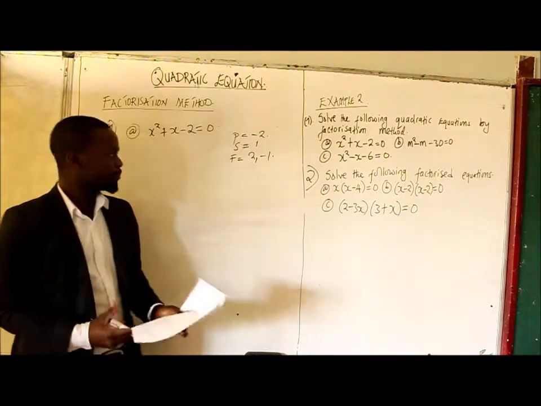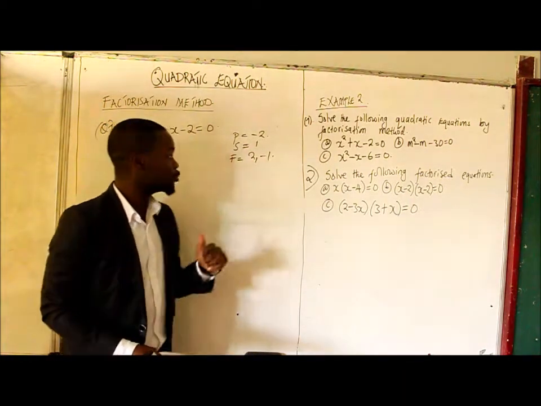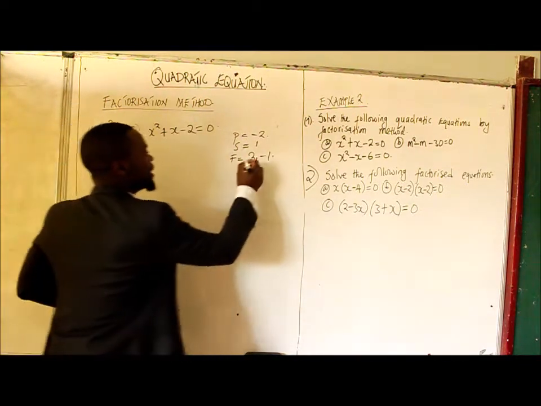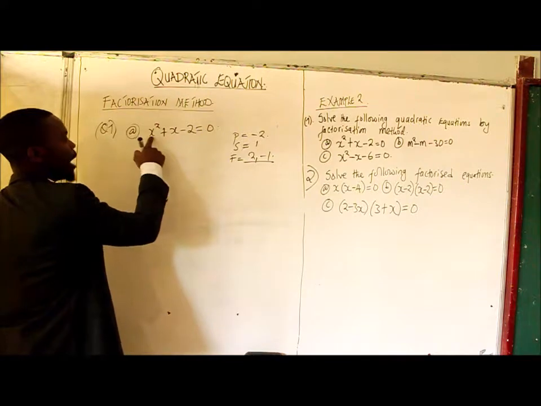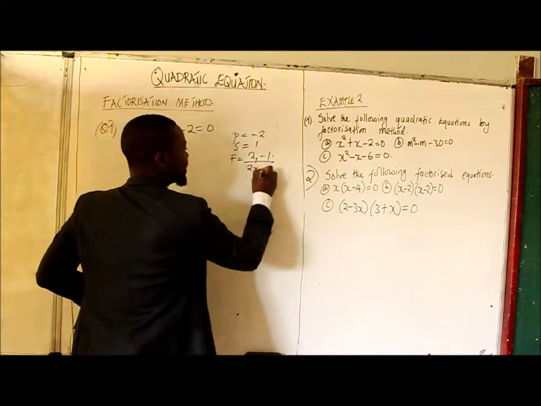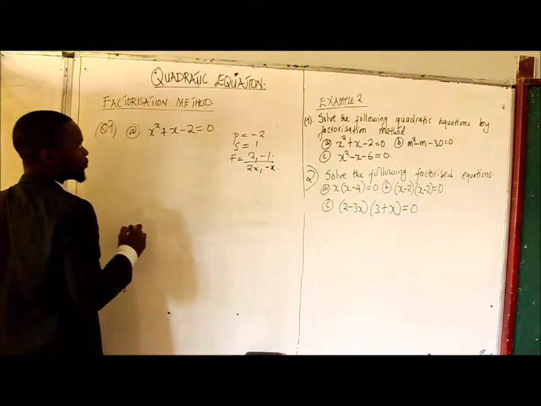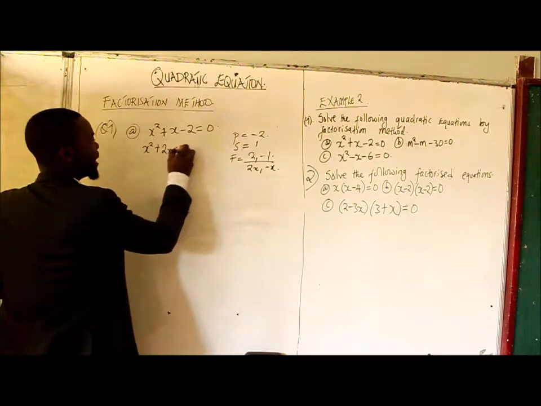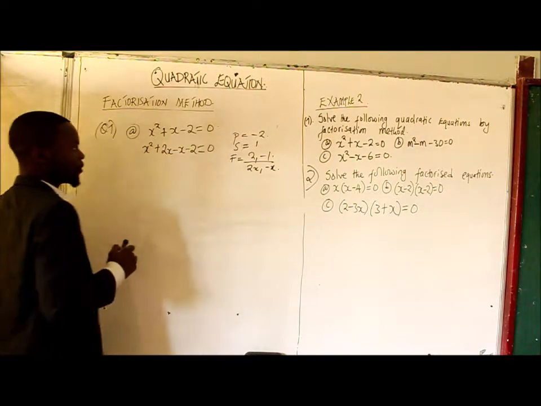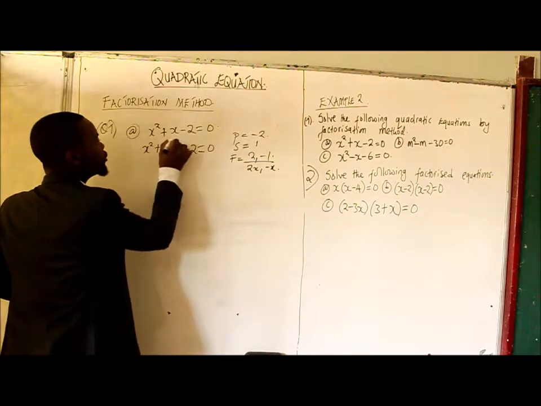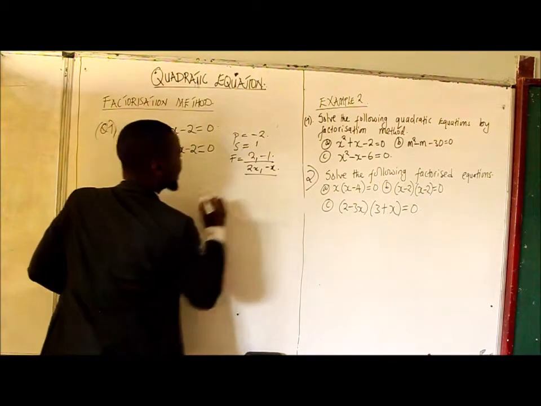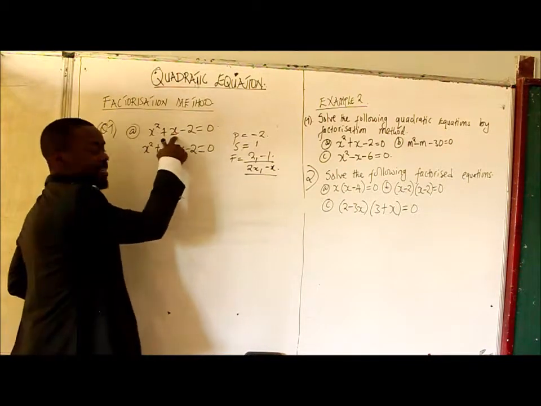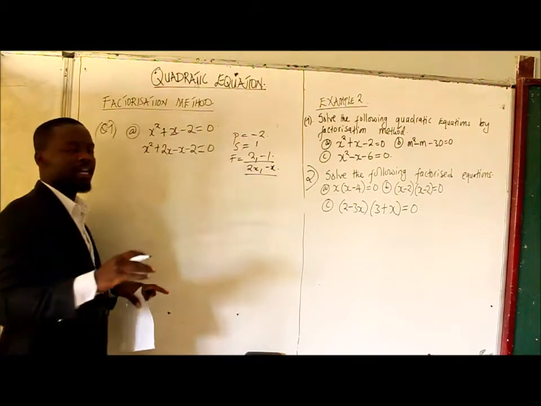Let's try to multiply them. 2 times negative 1 is negative 2. 2 minus 1 is 1. Make sure you express these factors in terms of the variable, meaning we have 2x and negative x. So we have x squared plus 2x minus x minus 2 is equal to 0. We have substituted 2x minus x for x, because 2x minus x is x. This equation and the previous one are one and the same thing.